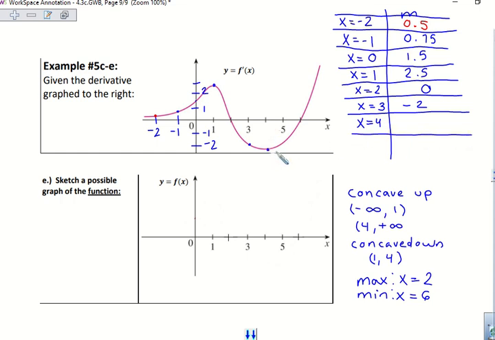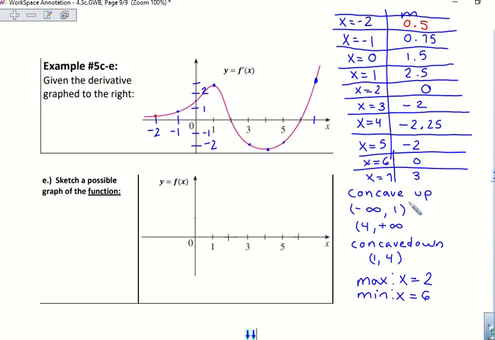Negative 2.25. Okay. What about at 5? -2. Good. What about at 6? 0. Good. And then let's estimate 7. Like 1.5. No, that's like 3.25. Okay, we're gonna go with 3. I ran out of space.